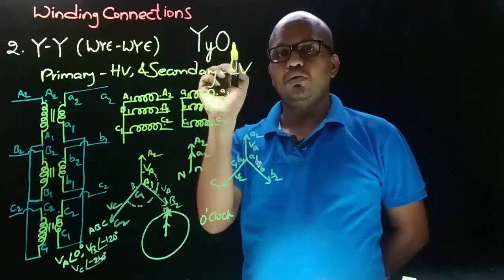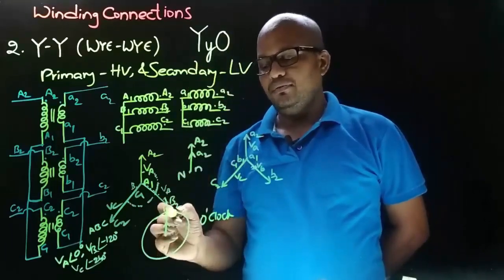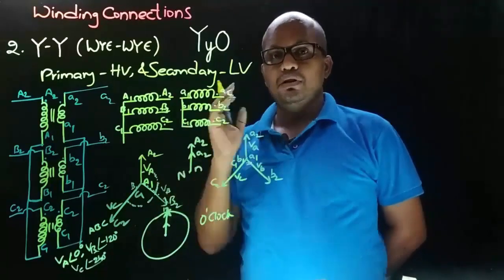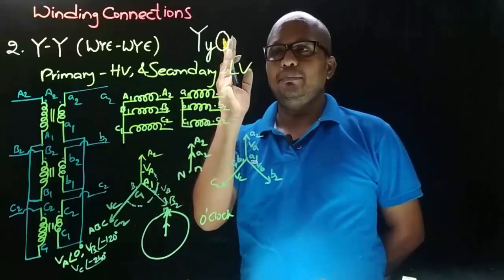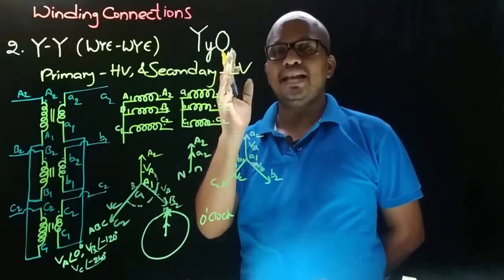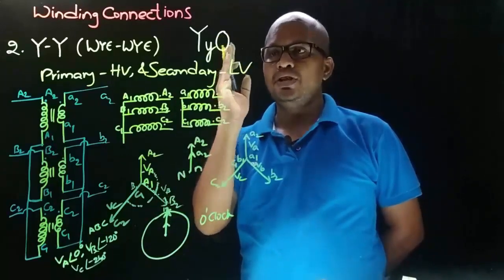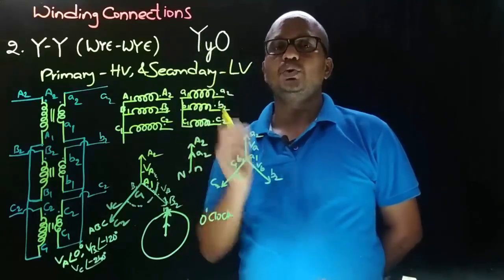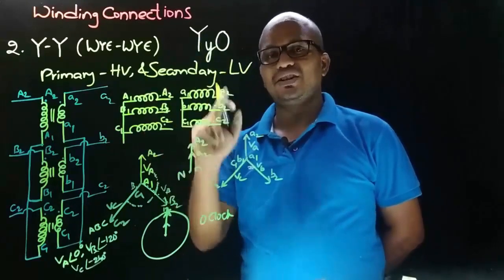And this 0 clock hour means the phase angle difference between the minutes needle and hours needle is 0. Therefore, the LV winding phase to neutral voltage is having a phase displacement of 0 degrees with respect to the HV winding phase to neutral voltage for this type of connection.